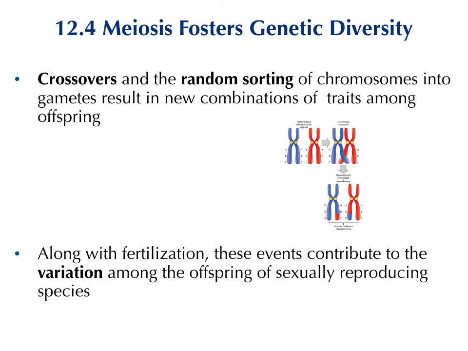Meiosis also gives rise to variation in traits among offspring by randomly segregating homologous chromosomes into gametes. Microtubules can attach the maternal or the paternal chromosome of each pair to one or the other spindle pole. Each chromosome can end up in any new nucleus and in any gamete. Along with fertilization, which is the fusion of 2 haploid gametes that restores the diploid number, these events will contribute to variation among the offspring of sexually reproducing species.